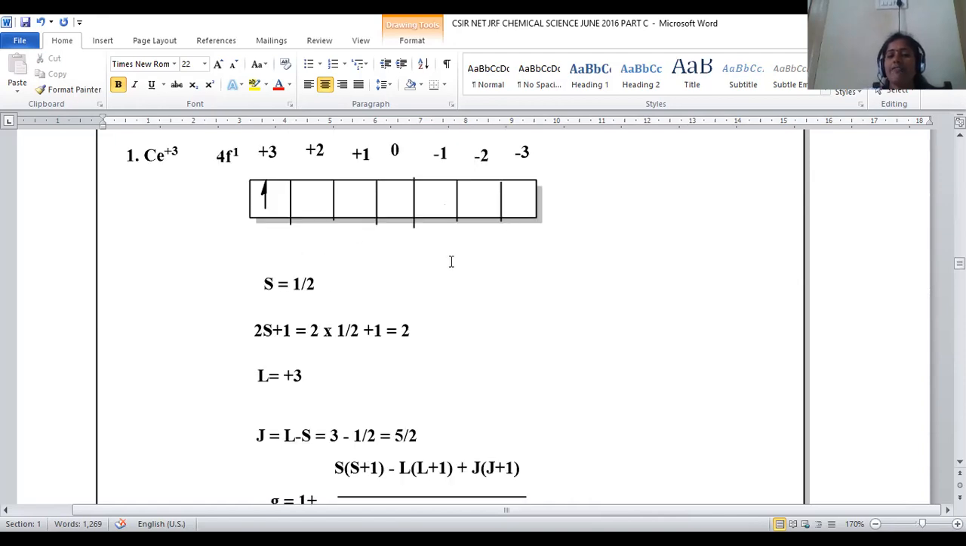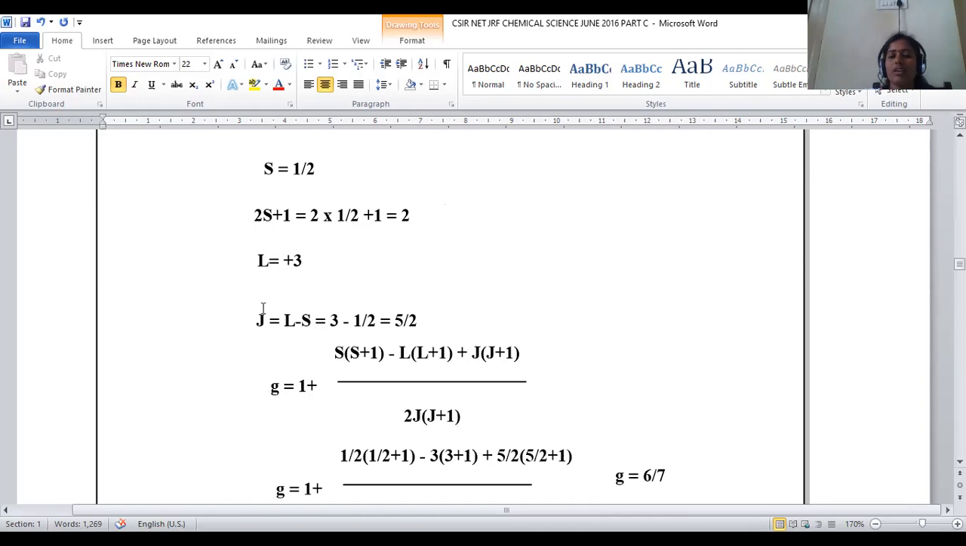Then the J value: for less than half filled, L minus S. If more than half filled, L plus S. F1 comes under less than half filled, so we have to take L minus S. L is 3, S is half. 3 minus half will be 5/2. S is known, L is known, J is known.